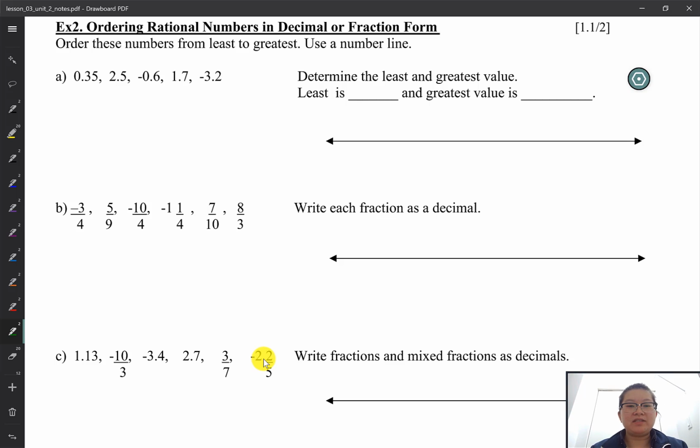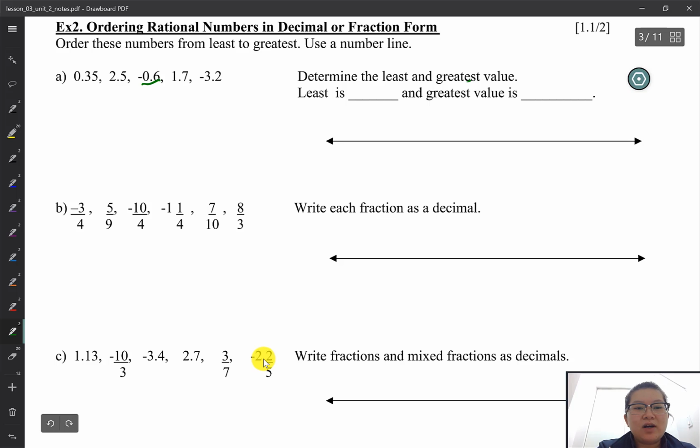We're going to order these from least to greatest. We're going to use a number line. First of all, we need to determine the least, the smallest, and the biggest number out of all of these. So first of all, if we want the least number, you definitely want to look for the negative number. The negative number is probably going to be the least.